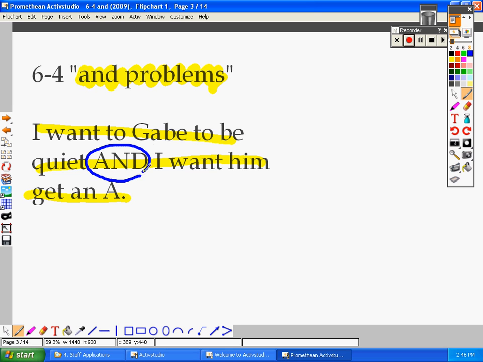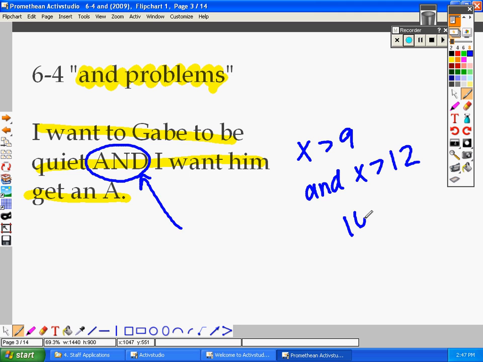If he's quiet but doesn't get an A, that's not good. Both things need to happen. So in math, when you see an "and" in there, you know that both things have to happen at the same time in order for the solution to be true. For example, if x has to be greater than 9 and x has to be greater than 12, would a 10 work?